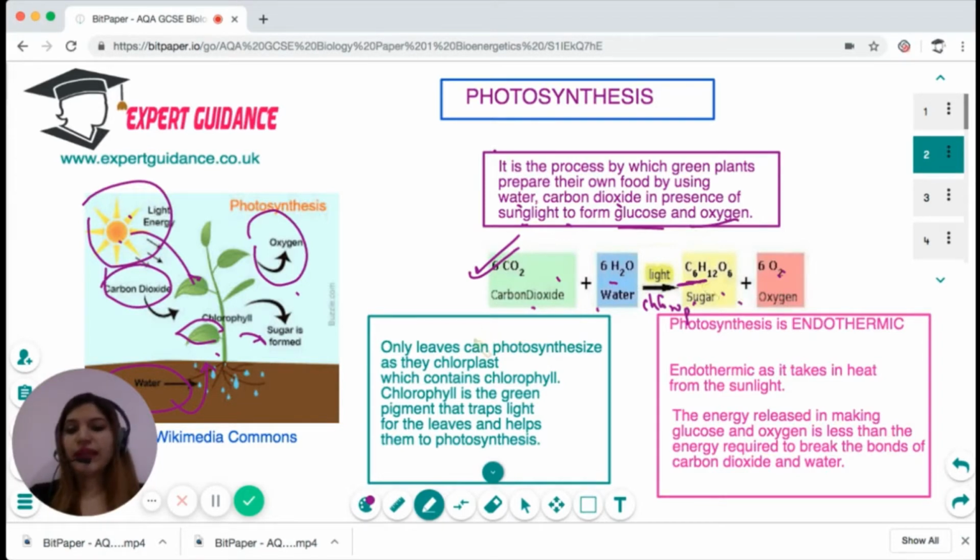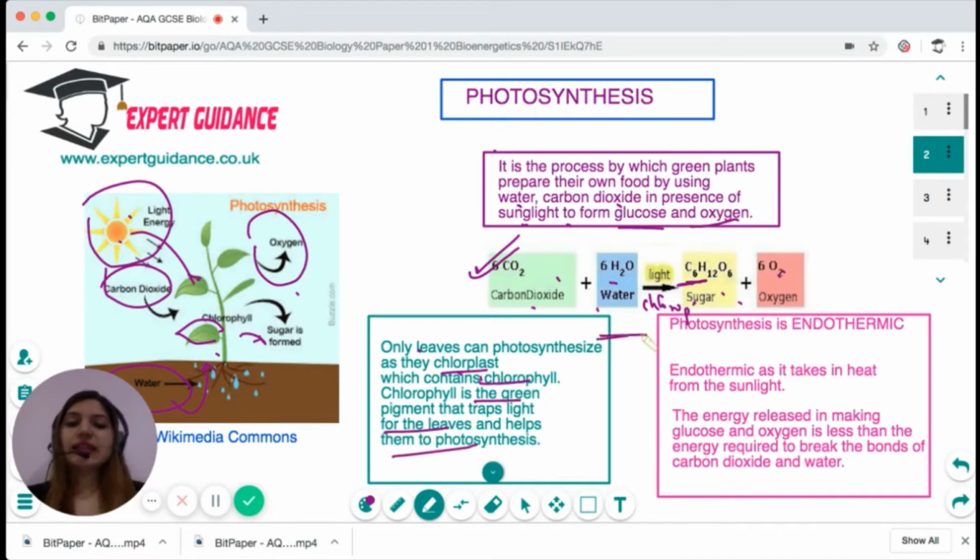Okay. Now, why only the leaf can photosynthesize? Why not the roots? The reason for that is the presence of chloroplast. The leaves have chloroplast, which contains chlorophyll, which is a green pigment that can trap light energy from the leaves, and helps them to photosynthesize.